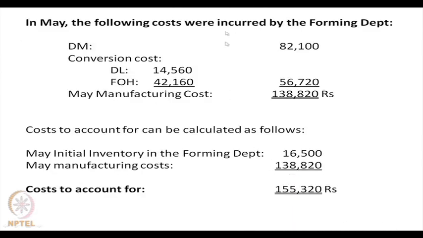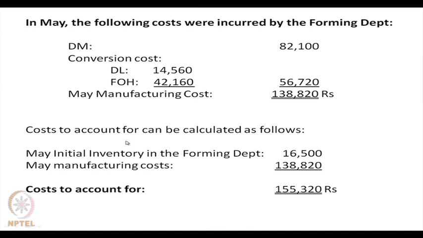In May, the following costs were incurred by the forming department. Now, we consider all the cost aspect. In May, in the forming department, direct material consumed was 82,100, and the conversion costs were direct labor was this much, factory overhead was this much, totaling this much, and the May manufacturing cost was the direct material plus the conversion cost added together was 138,820 rupees.